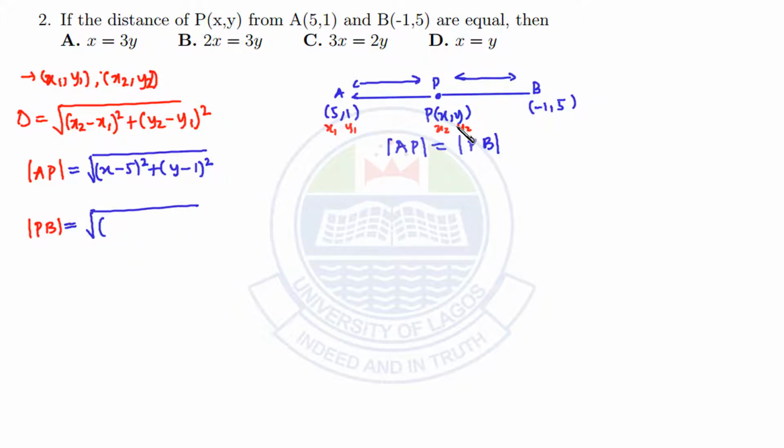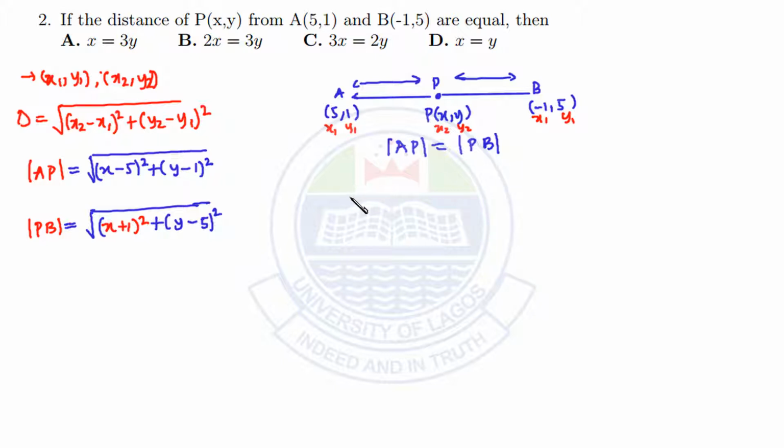now let's call this one x1 and y1. So we want to find the distance between these points. So that means we are going to have this to be x minus, that's x plus 1 all square, because minus times minus will make this plus, then plus y2, which is y minus y1, which is 5 all square.